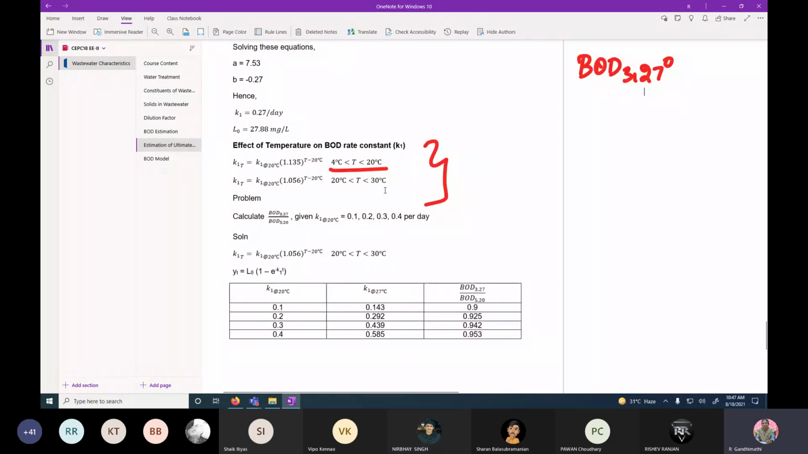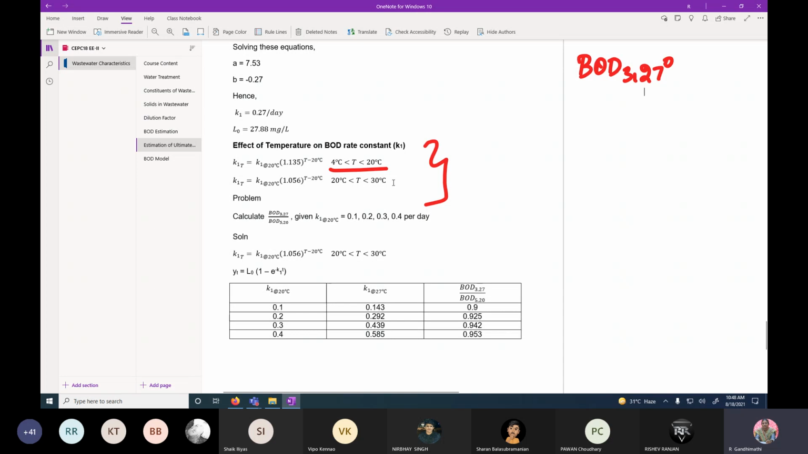Now it's fine. K1 at 20 degrees, the factor depends on temperature. The factor is 1.135 for temperature between 4 to 20. Then the factor is 1.056 if the temperature is between 20 to 30.